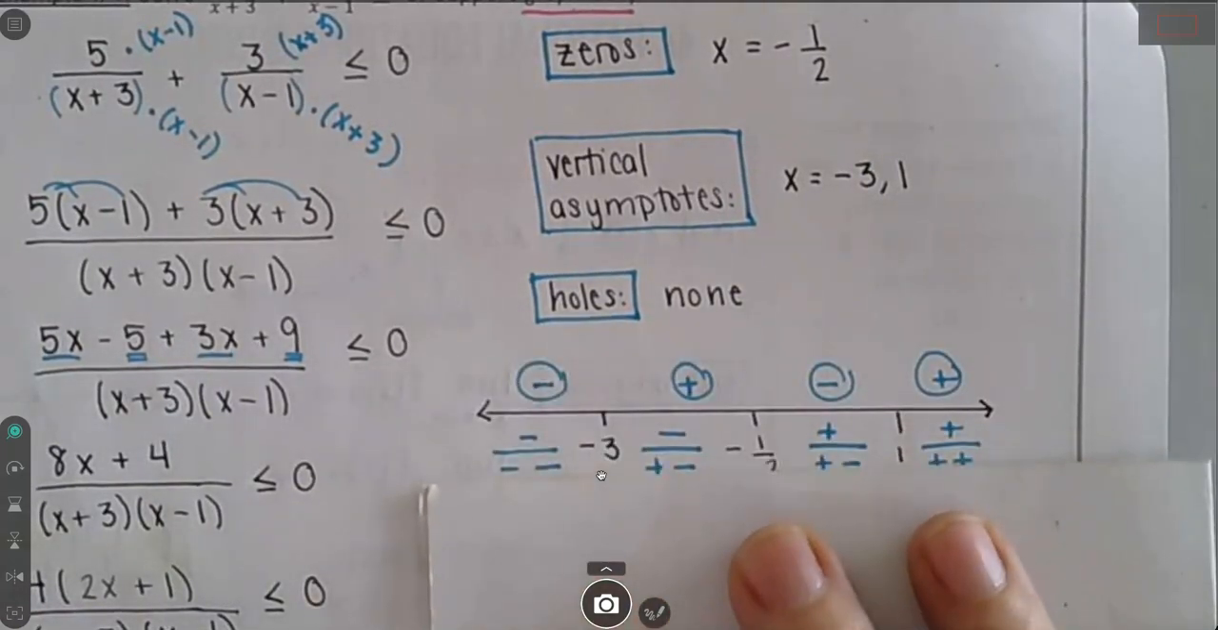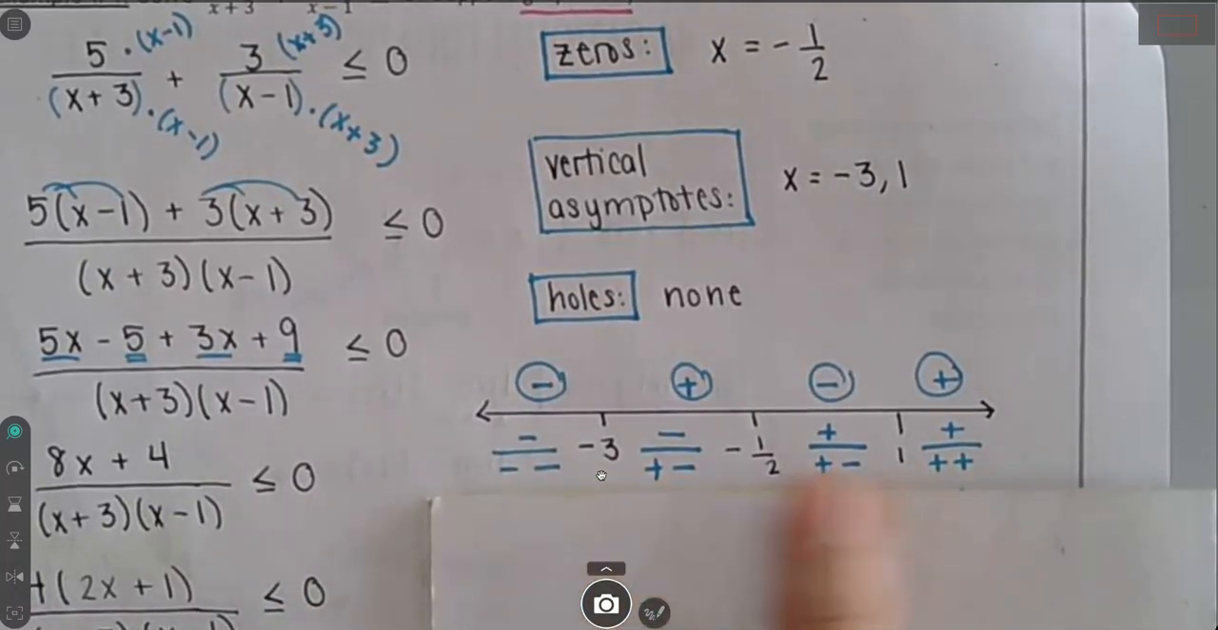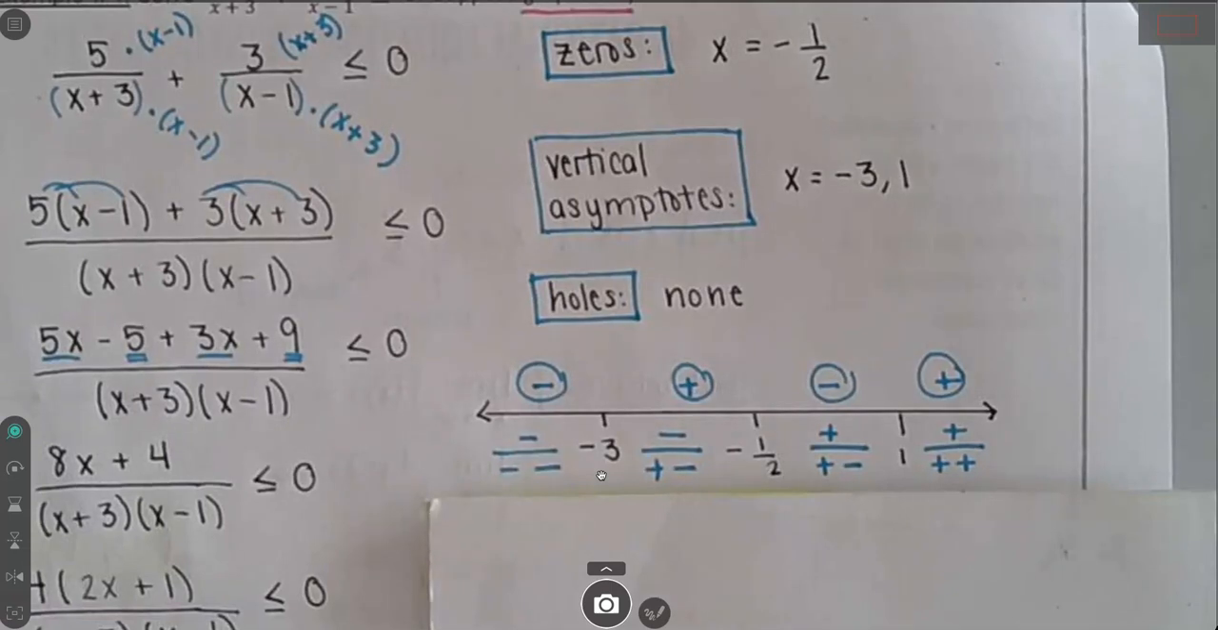So I'm going to put these numbers on a number line in order from least to greatest. So here we have negative 3, negative 1/2, and 1. And as you can see, it's in order from least to greatest. That's actually very important.